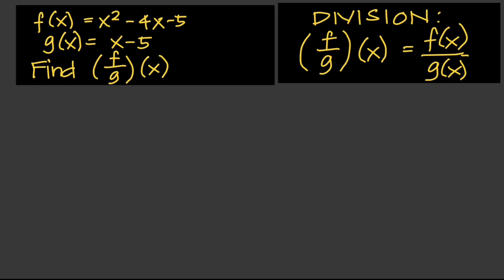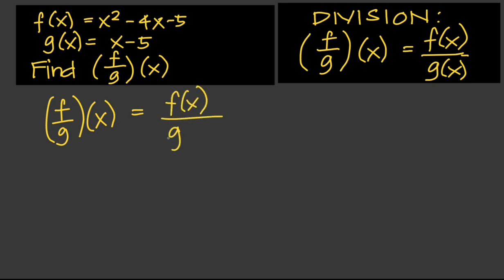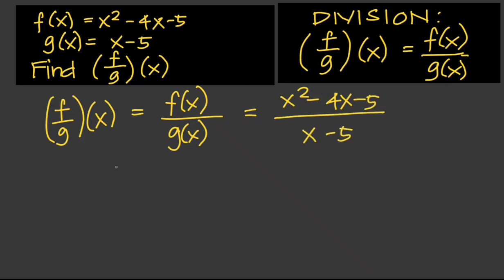So since we are not given the value of x here, we just have to divide the two functions. So that would be f over g of x is just equal to f of x over g of x, which is just, we replace f of x with x squared minus 4x minus 5, and g of x is x minus 5. Okay, then we can simplify the fraction.